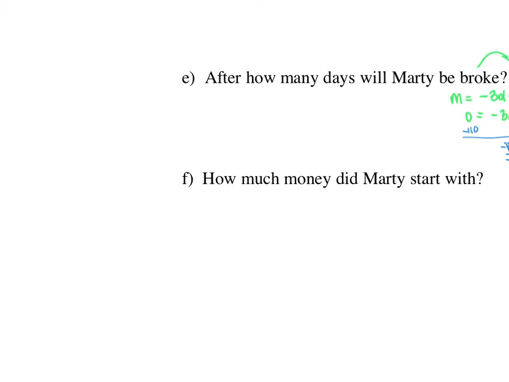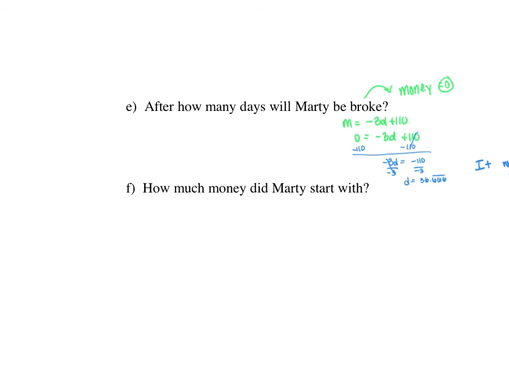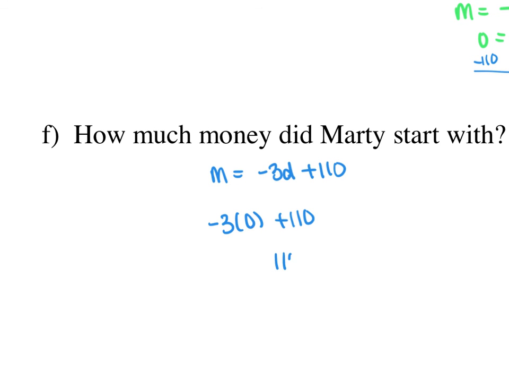Now, how much money did Marty start with? Well, there's 2 ways to approach. You can plug in 0 to your equation. We know our equation is m equals negative 3d plus 110. You just plug in 0. Anything times 0 is 0, so I just get 110. So that's how much Marty started with.